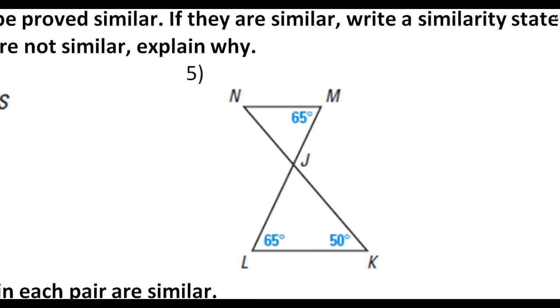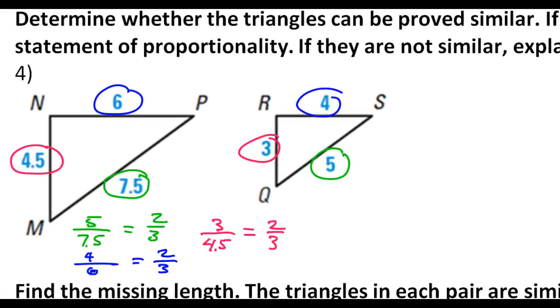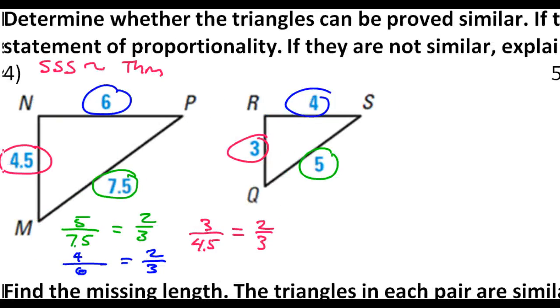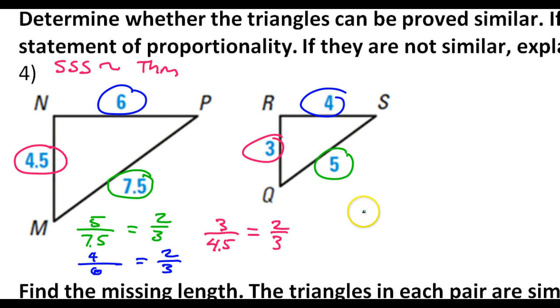So we will go ahead and write a similarity statement. By the way, I could have also asked you what theorem proves that these are similar, and we would have said the side similarity theorem proves that these are similar. Okay, but anyway, so the similarity statement, we will say that triangle MNP is similar to triangle QRS.